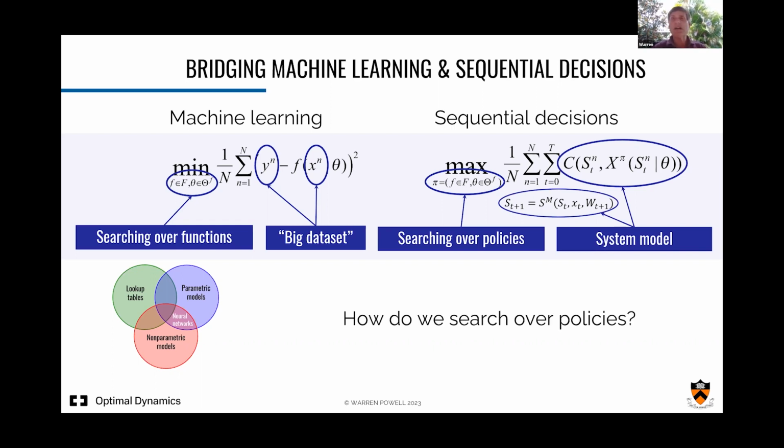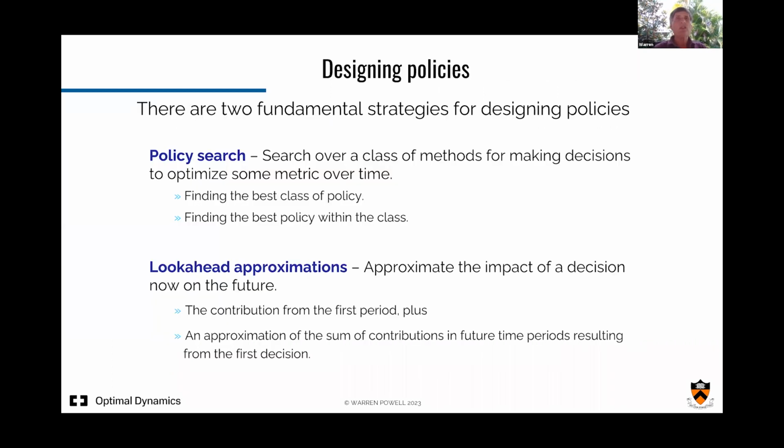So let's talk about how we search over policies. There are two fundamental strategies for designing policies. The first I call the policy search strategy, where we search over classes and methods to find the methods that work the best over time. I can divide that into two subclasses. And then we have look-ahead approximations, where I design policies by optimizing into the future. And once again, these divide into two subclasses. Let me start with the first of these.